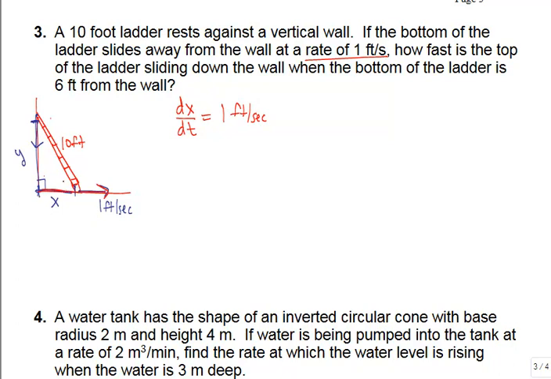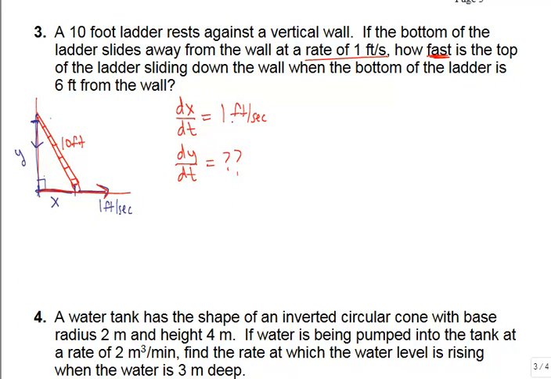What we want to know is how fast, so that's a rate again, how fast the top of the ladder is sliding down the wall. So we want to know how much this vertical distance changes. And that's a rate as well. And since this vertical distance is being called y, then that rate of change would be dy/dt. And that's the one we are trying to find, so that's your unknown.